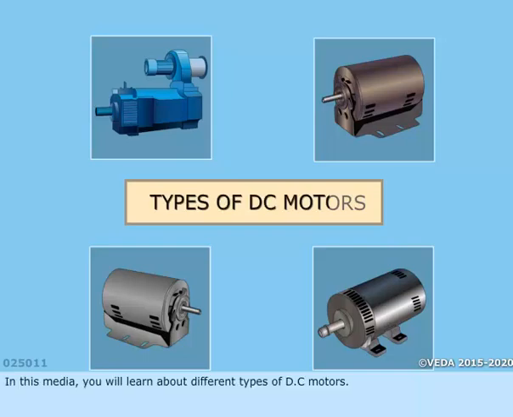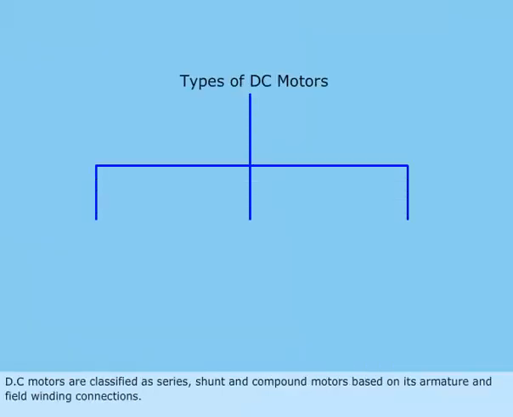In this media, you will learn about different types of DC motors. DC motors are classified as series, shunt, and compound motors based on its armature and field winding connections.